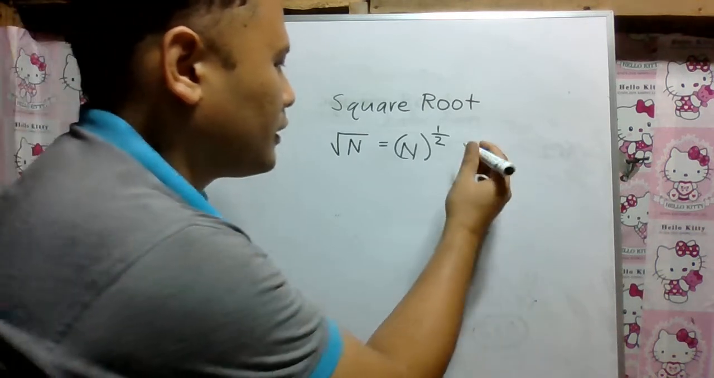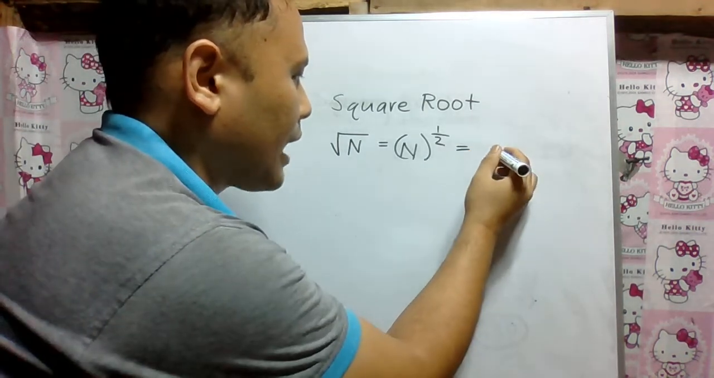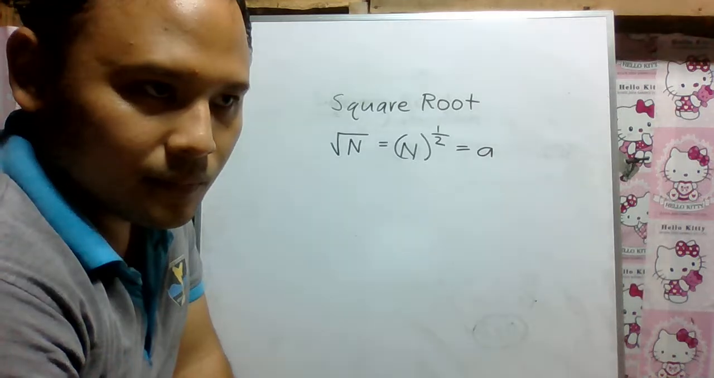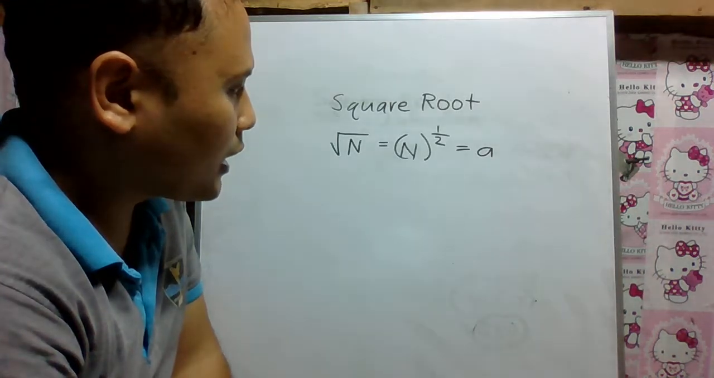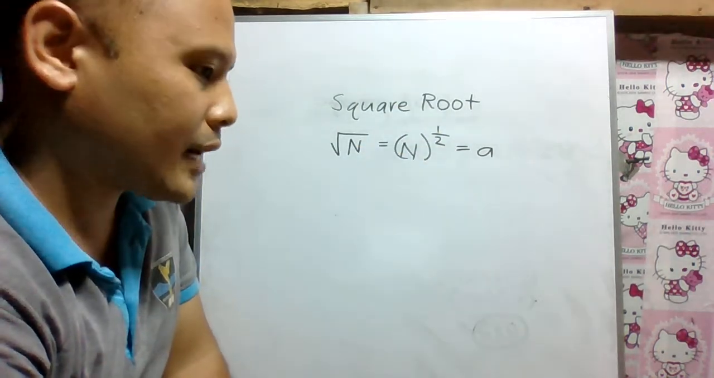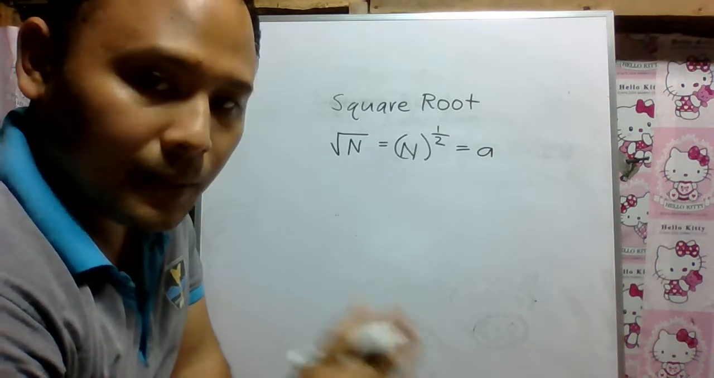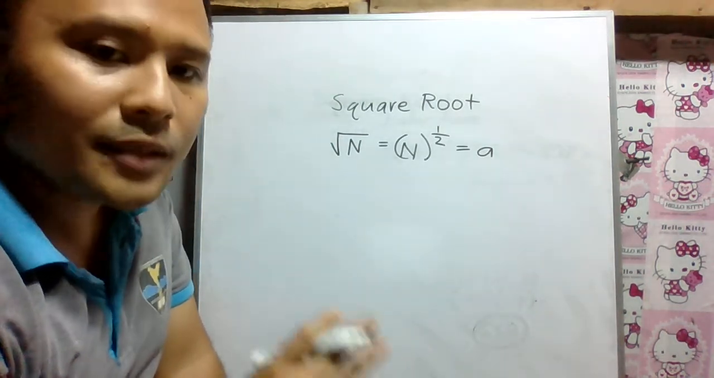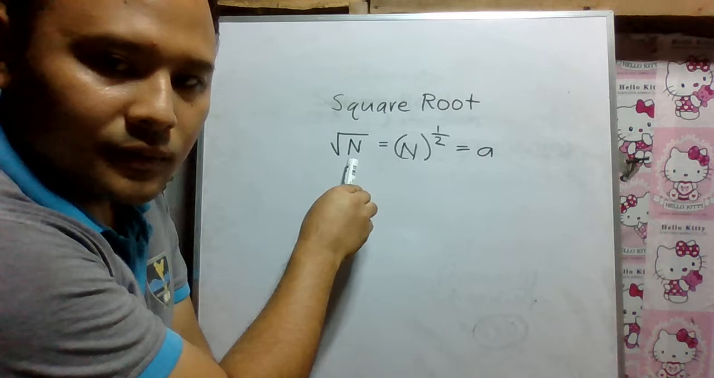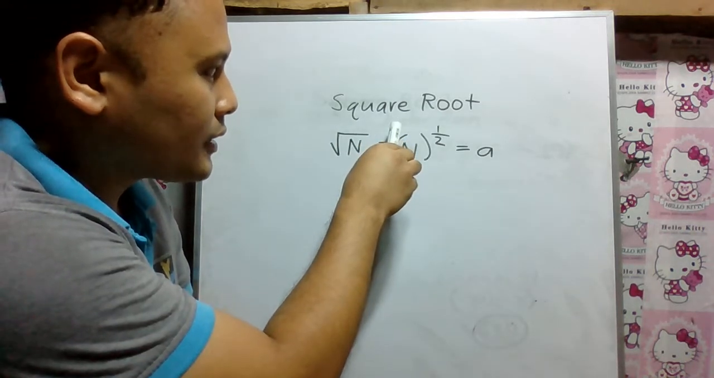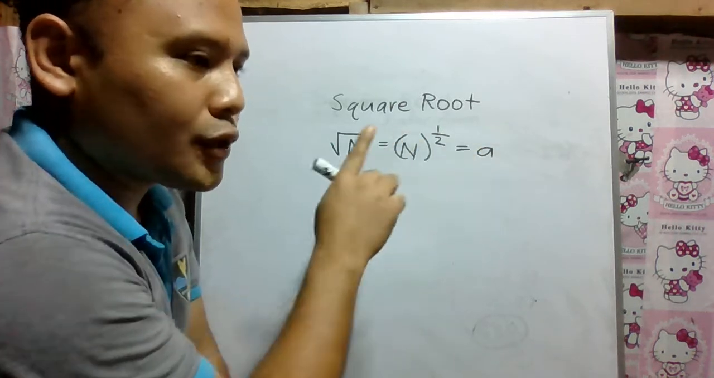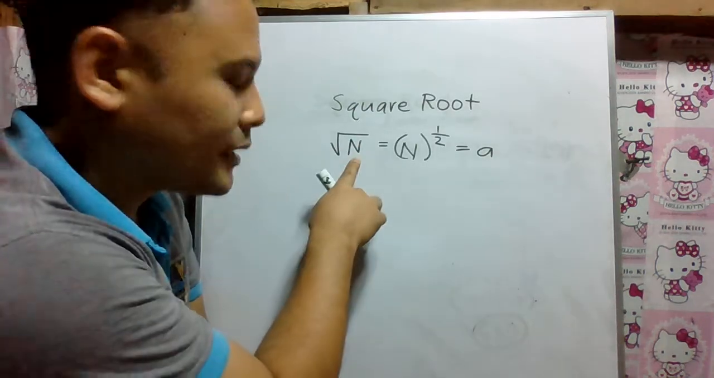Okay, so suppose letter A is our answer. So A is the square root of n. So if you are going to observe what I write on the board, you can say that the square root is a certain number that you should multiply twice by itself to get the number n. No? Square root can be represented by the variable a. And a is a certain number that you should multiply twice by itself to get letter n.